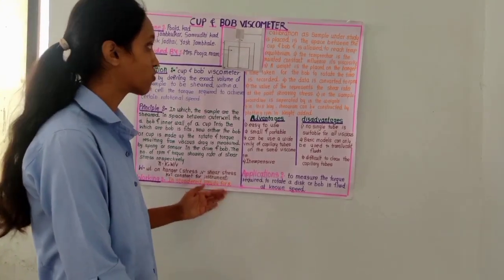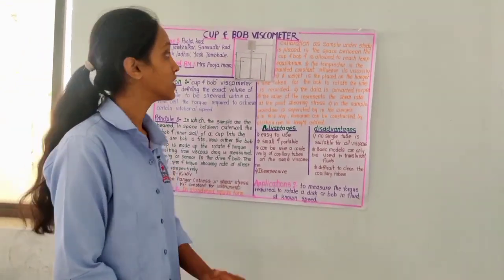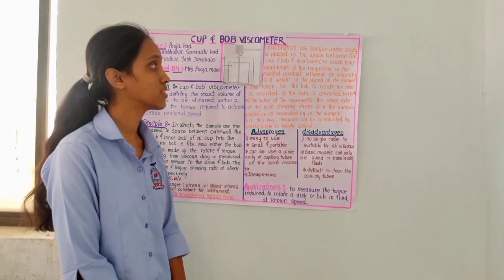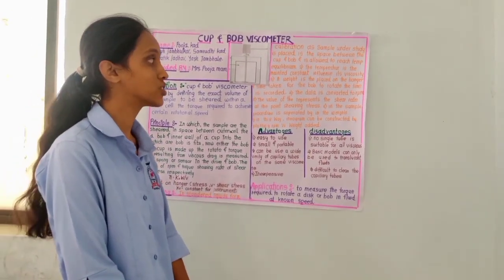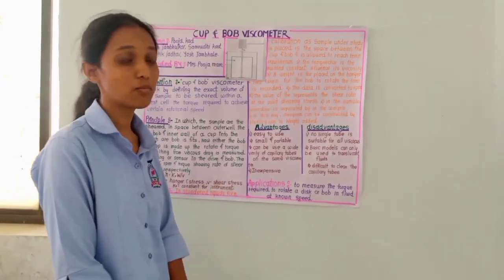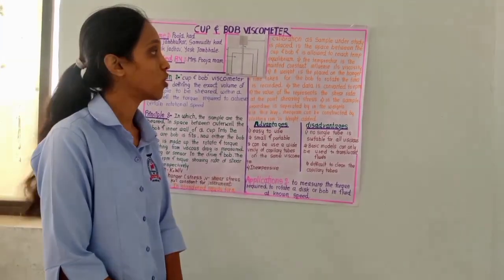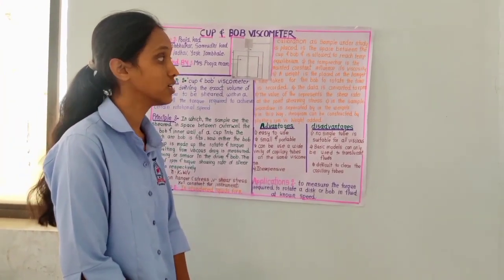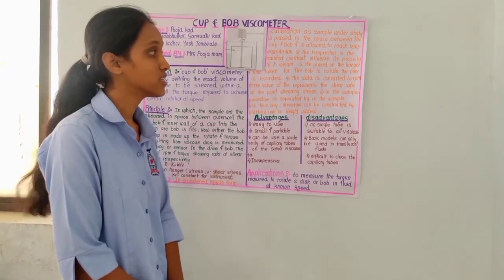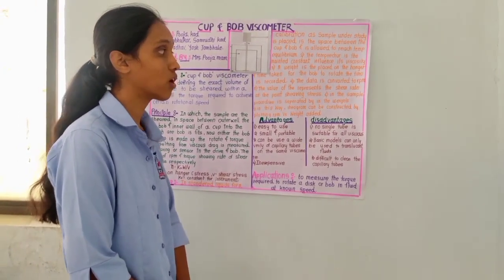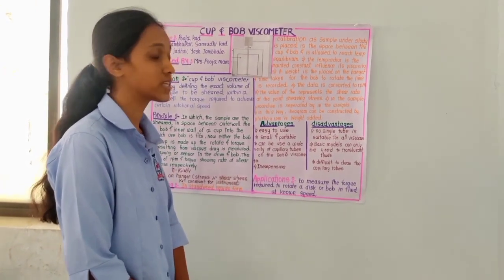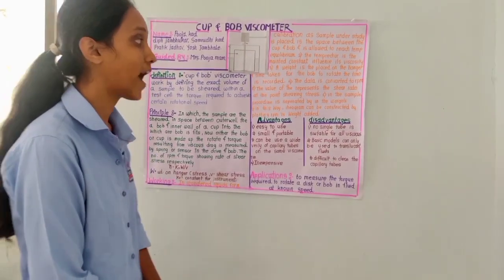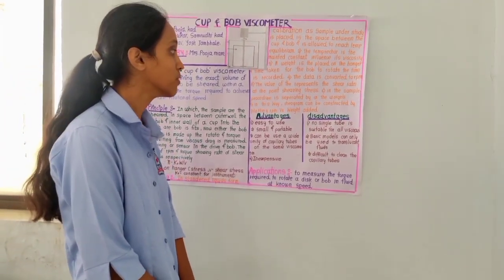In standard liquids for calibration, the sample under study is placed in the space between the cup and bob and allowed to reach temperature equilibrium. Second point, the temperature is maintained constant because it influences the viscosity. Third point, a weight is placed on the hanger, and the time taken for the bob to rotate is recorded. Then the fourth point is that the data is converted into RPM.